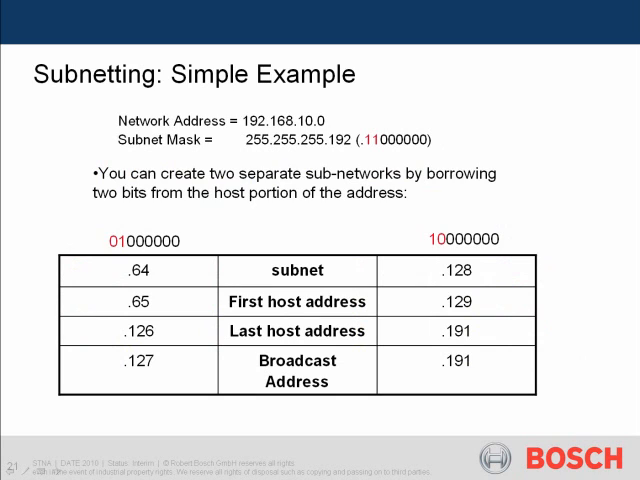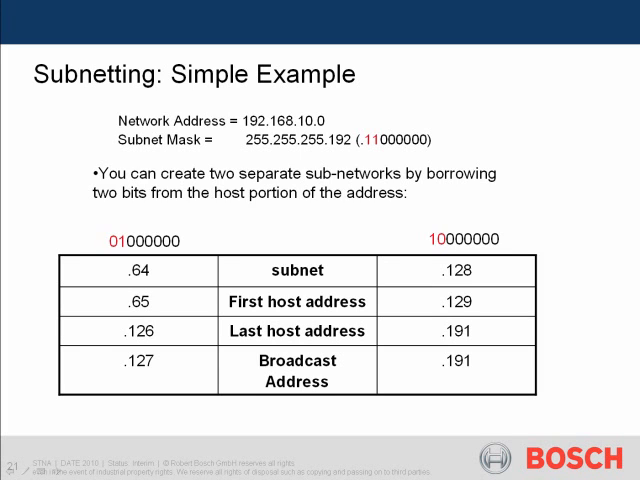Here's a very simple example. We're going to take a Class C address and we're going to borrow 2 bits from the host portion of the address. That will create a .192 subnet. By doing this, we can create up to 4 subnets. We have a 0 subnet, a .64 subnet, a .128 subnet, and a .192 subnet, depending on how we flip our bits on and off.